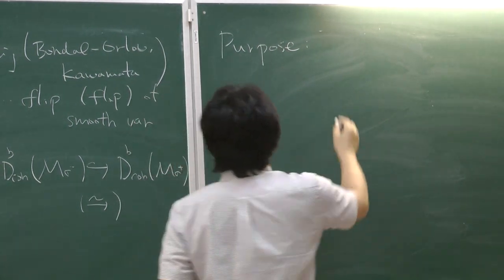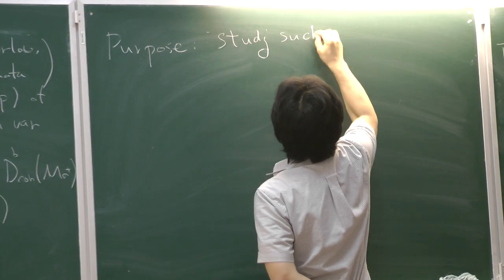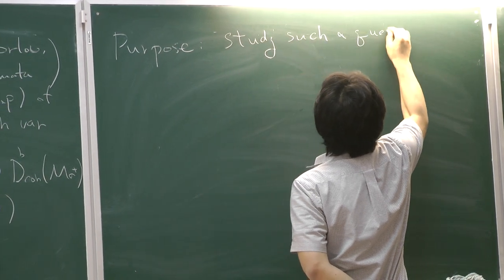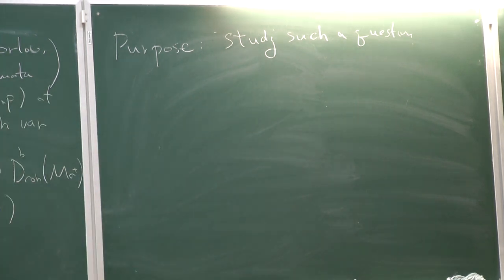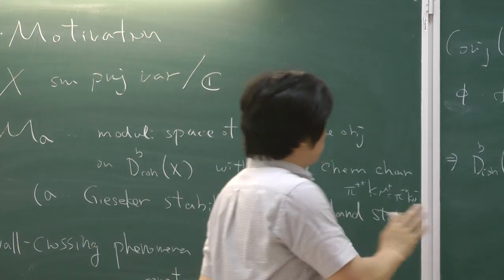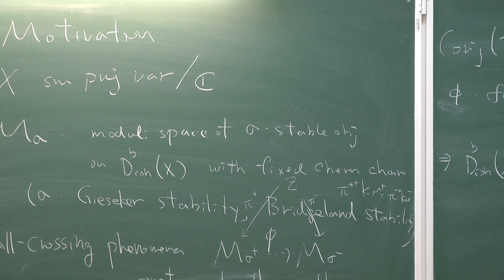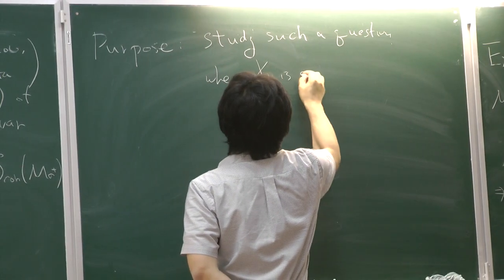The purpose is to study this question. Namely, I want to investigate what is the relationship of the moduli spaces and the wall crossing, and what is the relationship of the derived categories. That's the question when X is a Calabi-Yau threefold.